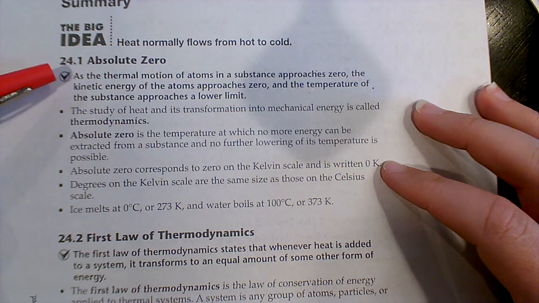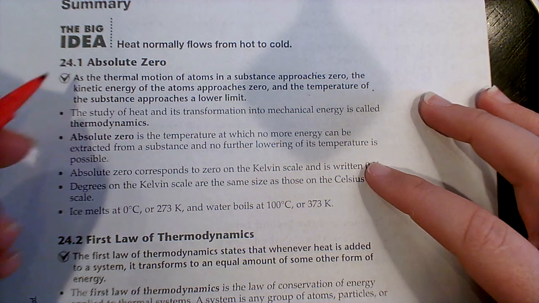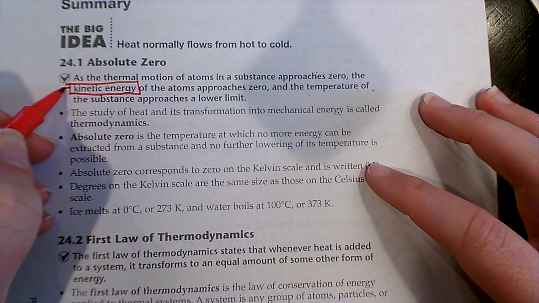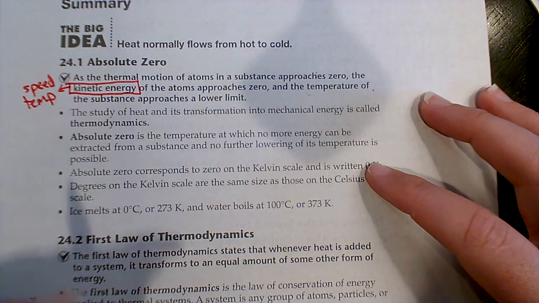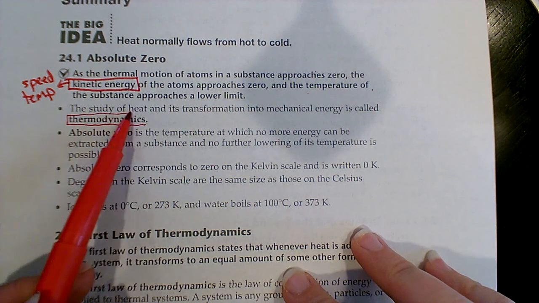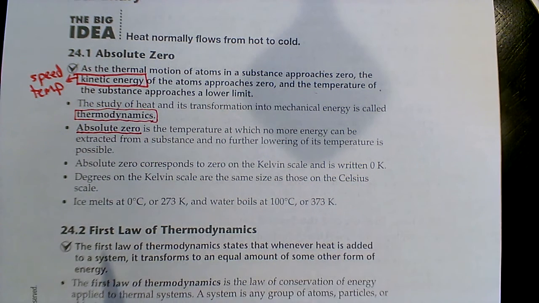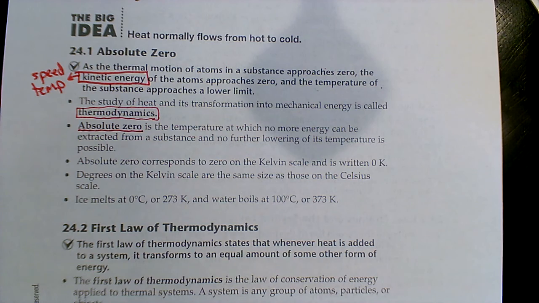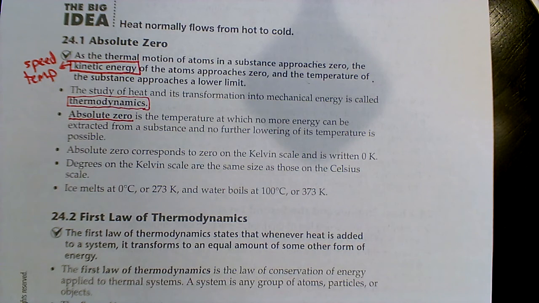So, the idea of absolute 0. As the thermal motion of atoms in a substance approaches 0, the kinetic energy, which is a measure of speed, which is a measure of temperature, reaches 0, and the temperature reaches some lower limit. As we study how all this works, that's thermodynamics. Okay, absolute 0. Absolute means actually, really, truly. So this is that idea of an actual 0, an actual temperature where the speed of the particles is 0.